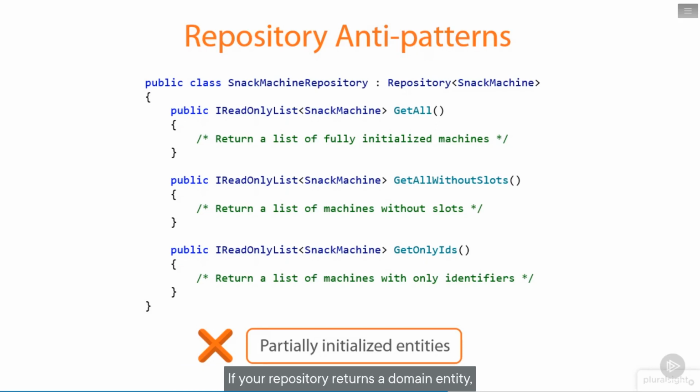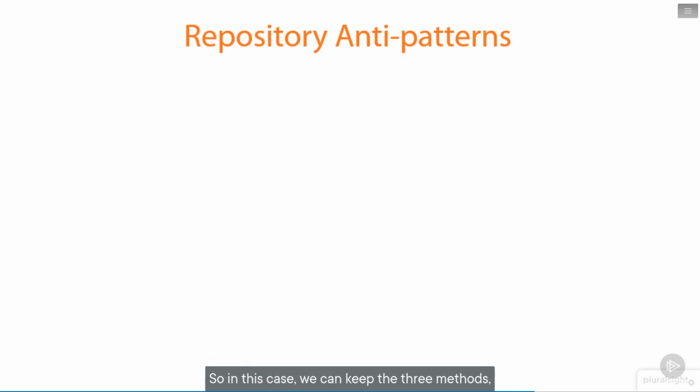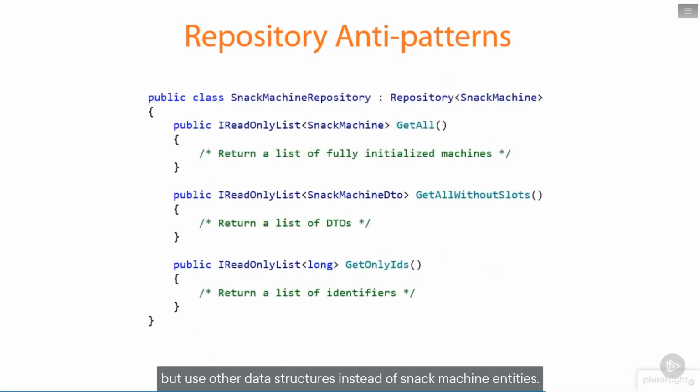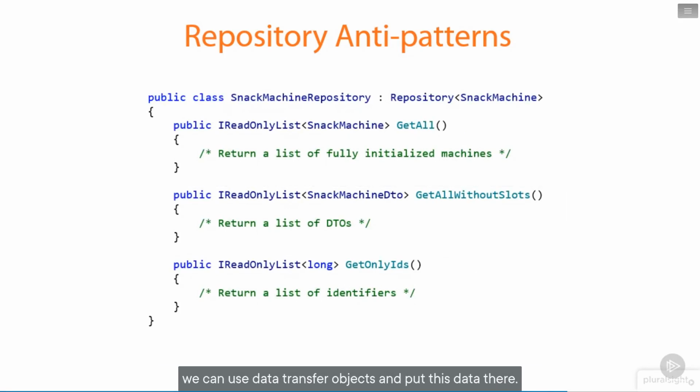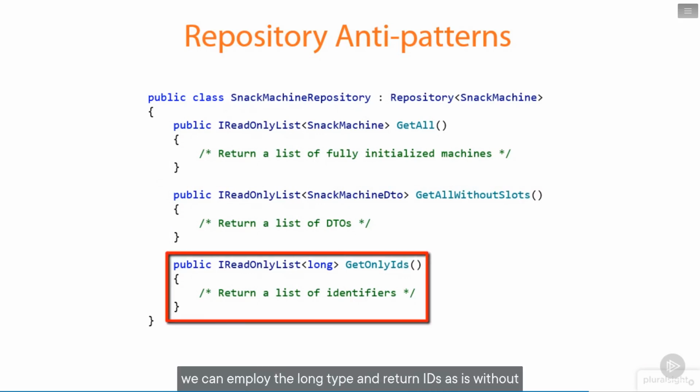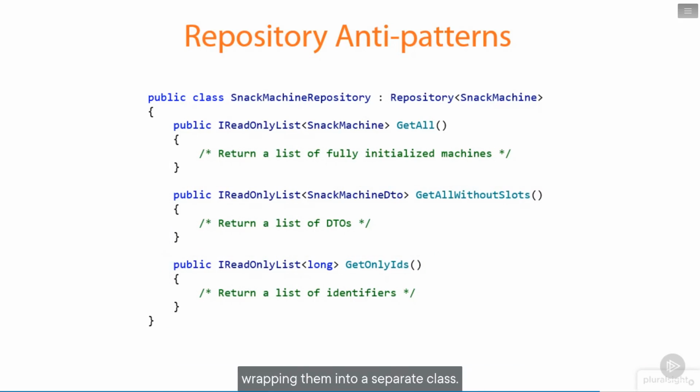If your repository returns a domain entity, make sure it is fully initialized, meaning that all its properties are filled out. But what should we do in case we really need the performance benefits partial initialization provides? The solution here is not to use domain entities as returning objects in such situations. So in this case, we can keep the 3 methods but use other data structures instead of snack machine entities. For the method that returns all machine properties except slots, we can use data transfer objects and put this data there. For the third method, we can employ the long type and return IDs as is without wrapping them into a separate class.